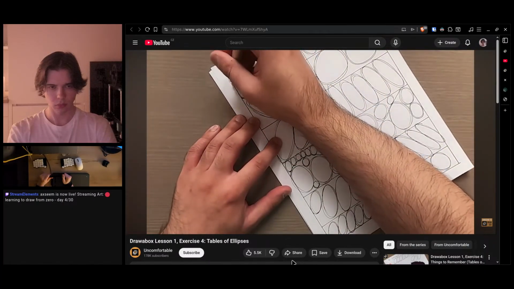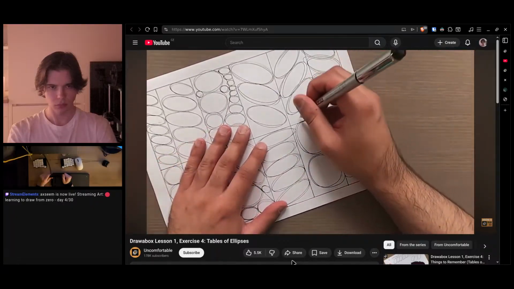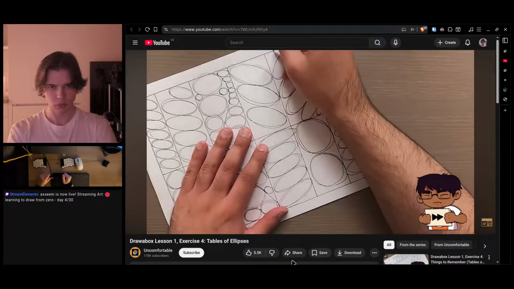Once you're finished with the last rectangular space, you can find the little remaining gaps and holes and fill them in with a few more ellipses before calling the page done.